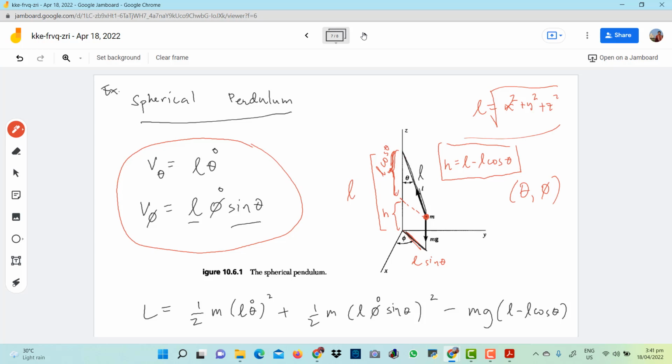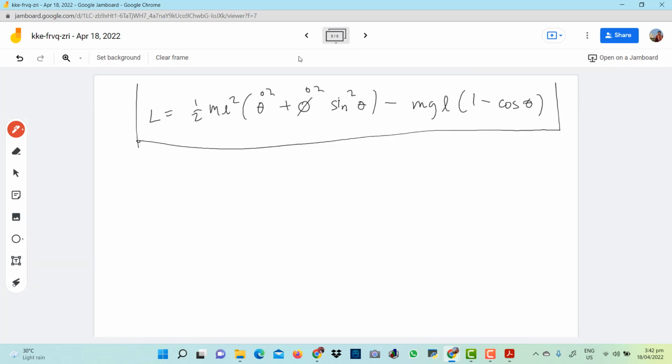So your kinetic energy is only the rotational kinetic energy with respect to theta and with respect to phi. That's why there are only two velocities. But I want you to solve the Lagrangian with respect to x, y, and z. Is the answer the same? If I don't know this, I can solve with respect to x, y, and z. Okay, so that will be your assignment.